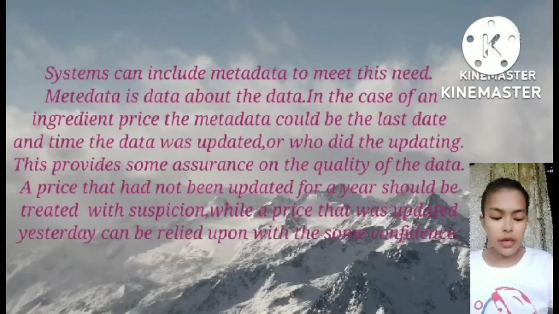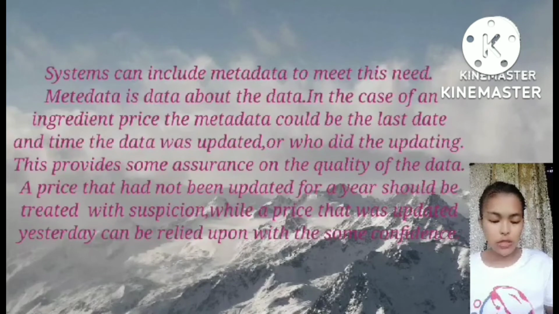Systems can include metadata to meet this need. Metadata is data about the data. In the case of an ingredient price, the metadata could be the last date and time the data was updated, or who did the updating. This provides some assurance on the quality of the data. A price that had not been updated for a year should be treated with suspicion, while a price that was updated yesterday can be relied upon with some confidence.